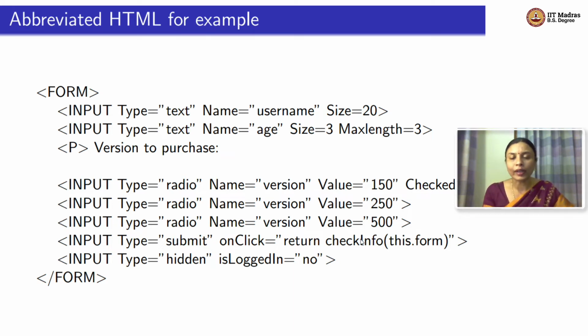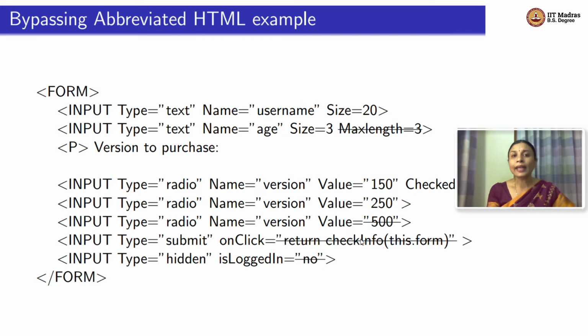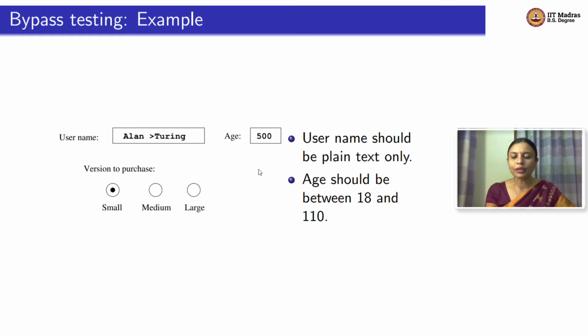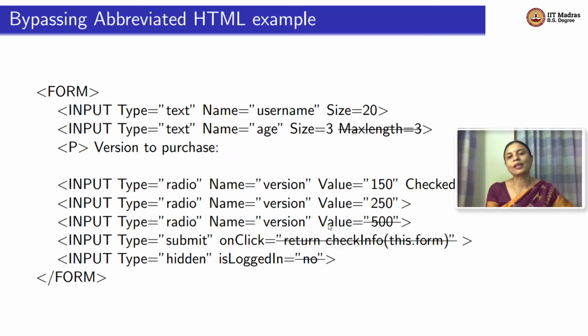So I'm going to modify this by storing the HTML file and removing some parts of it. Let's say I'll remove this check for age, the parts I have struck through. Similarly, I remove the whole call to the method checkinfo. So I just don't do any client-side checking. Now I want to see how the server responds to this wrong input after removing these checks.